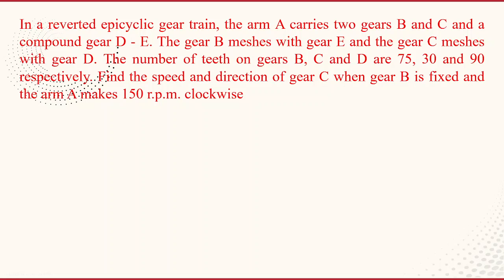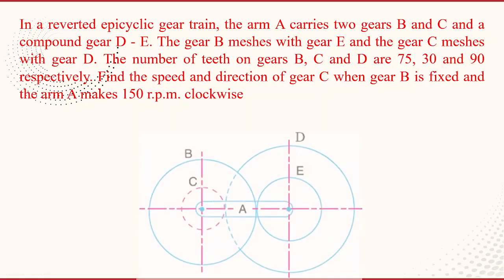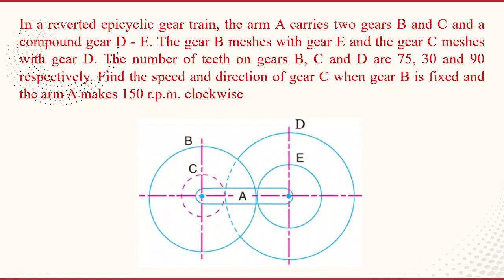In a reverted epicyclic gear train, the arm A carries two gears B and C and a compound gear DE. The gear B meshes with gear E and the gear C meshes with gear D. The number of teeth on gears B, C and D are 75, 30 and 90 respectively. Find the speed and direction of gear C when gear B is fixed and the arm A makes 150 rpm clockwise.